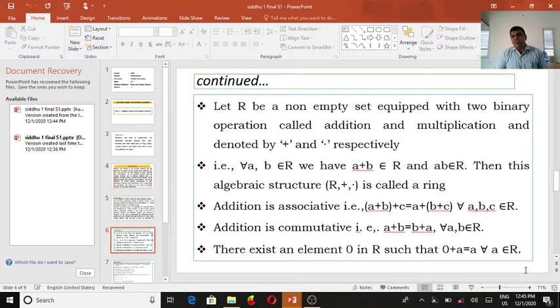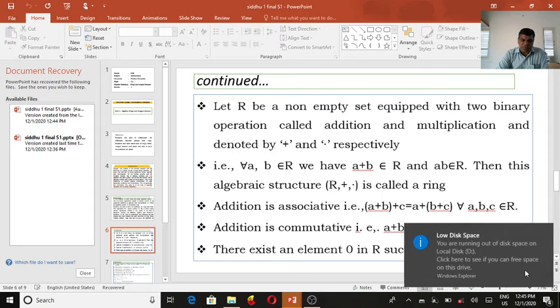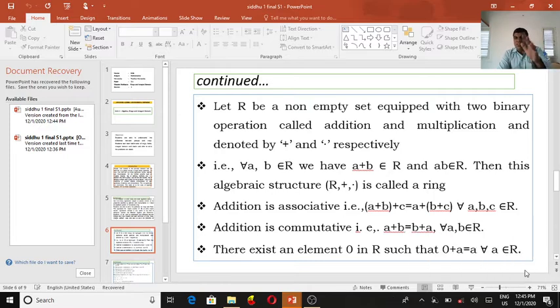Let me come to the definition of a ring. Let R be a non-empty set. Let us take capital R to denote a ring. A non-empty set equipped with two binary operations called addition and multiplication, denoted by addition plus and multiplication denoted by dot. Some textbooks use a star instead of a dot, respectively.